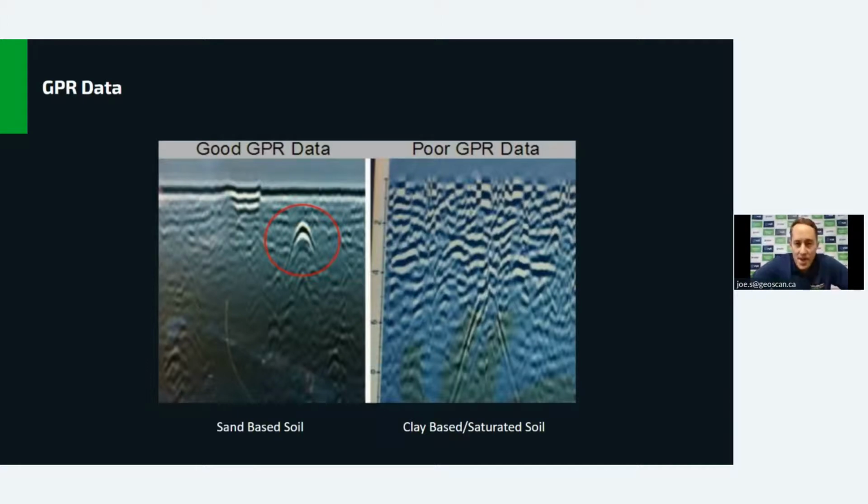That's good GPR data. On the right-hand side, you've got a poor example, which is basically in a clay-based soil, so saturated. The radar doesn't like water, so high water tables are a problem. And fortunately for us in British Columbia, this is great because generally the soils are really good, especially around the island and the lower mainland. Unfortunately, in places like Alberta, there's a lot of clay, and so GPR generally would struggle there.